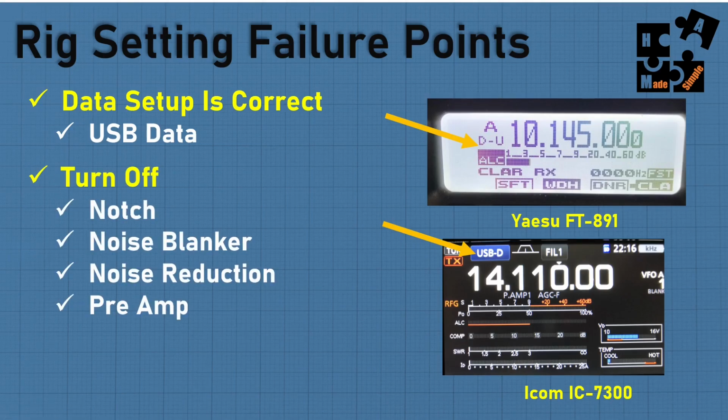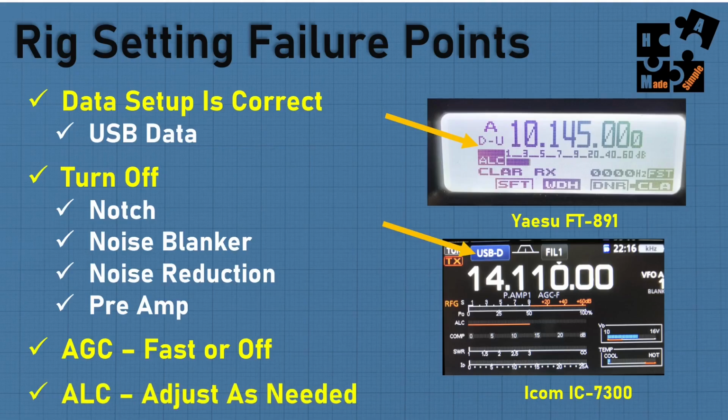Make sure that you turn up your notch filters, your noise blanker, noise reduction, your preamp. As far as your automatic gain control, it either could be fast or off. You can play with it and see which one works better for you. And finally, on the ALC, adjust as needed.